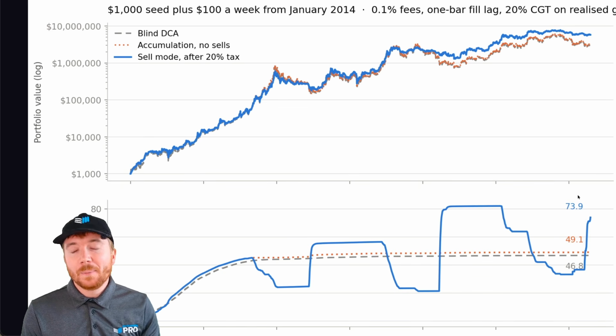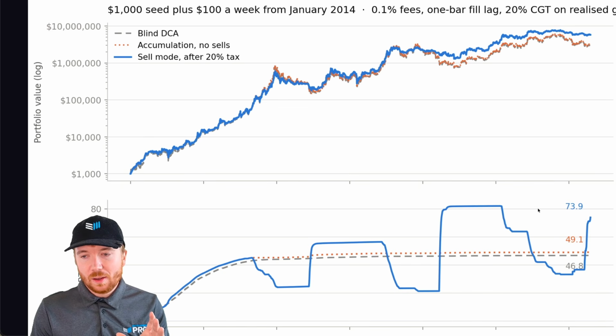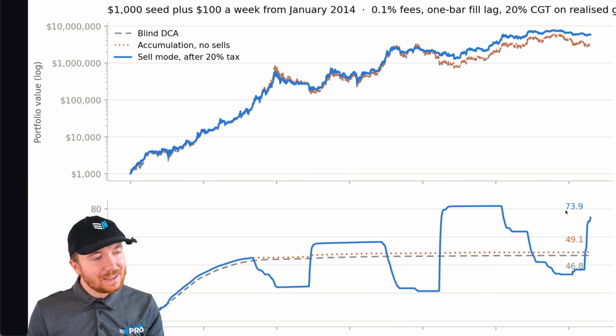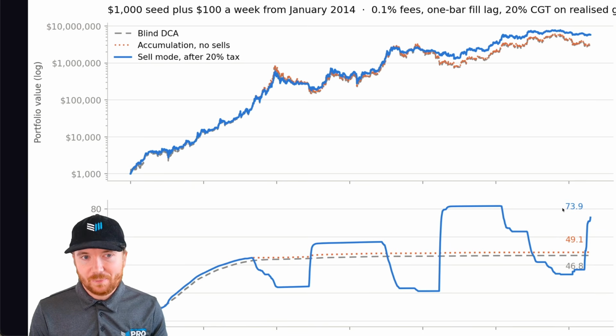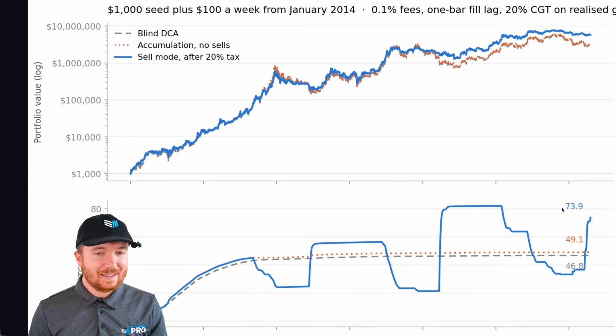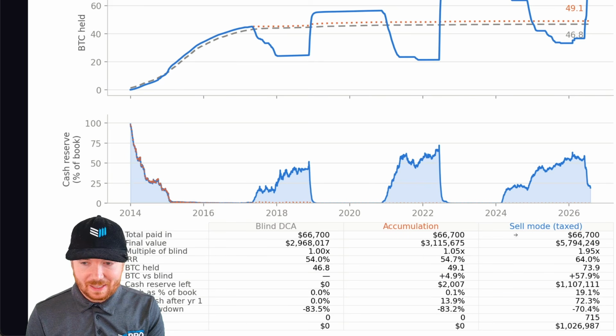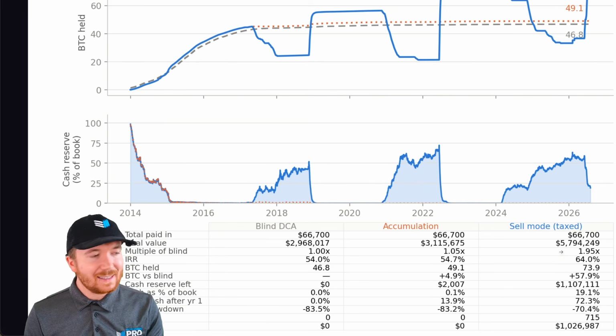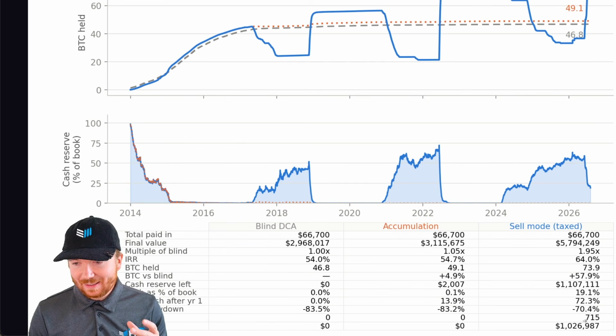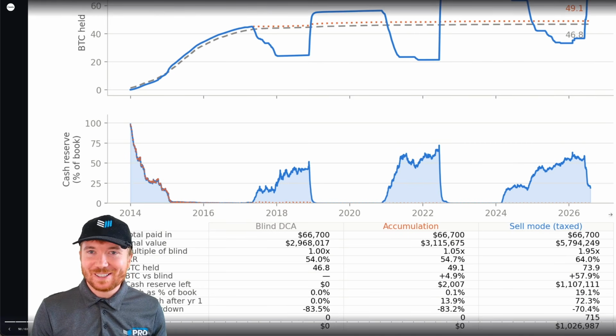Not by much, granted, but the sell strategy, 73.9 Bitcoin. After tax, after fees. And we can go and see all the raw numbers here. We can see you practically doubled buy and hold, blind DCA, even if you paid $1 million in taxes.